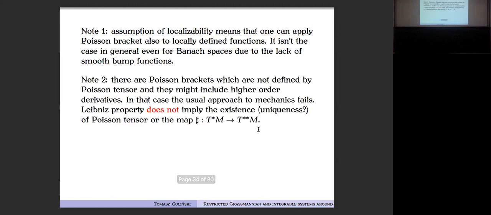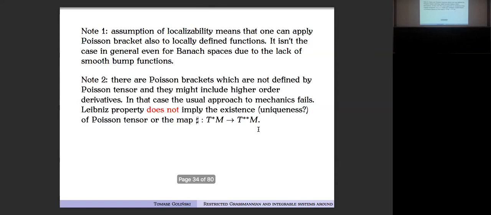And another thing is that one usually thinks that if you write down the Poisson bracket and the Leibniz rule, it should follow that the bracket is given by some Poisson tensor. It is not so in infinite dimension. The reason can be found in Michor and Kriegl's book, for example, on convenient analysis.